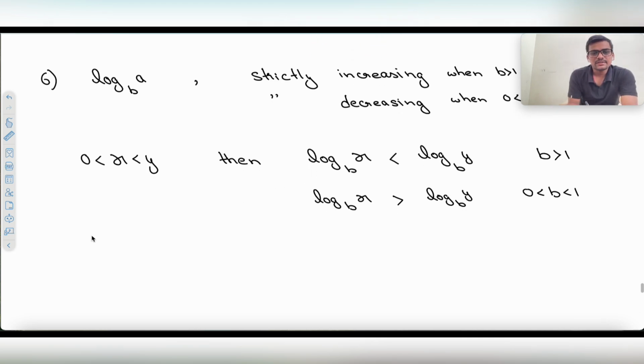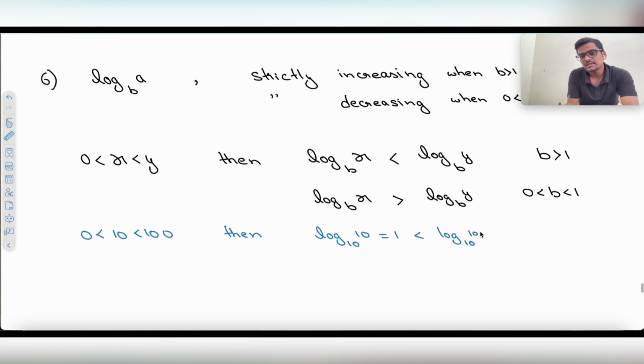Now we will take a particular example. I'm taking one particular example where my inequality is like this. Then if I apply log on both sides with base 10, then this will be log base 10 of 10 equal to 1, and that is less than log base 10 of 100, that is equal to 2. So clearly 1 is less than 2. Why? Because here 10 is the base and that is greater than 1.